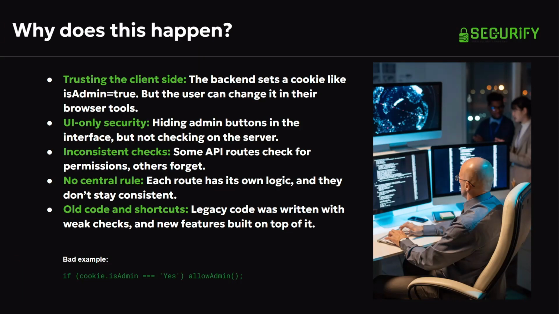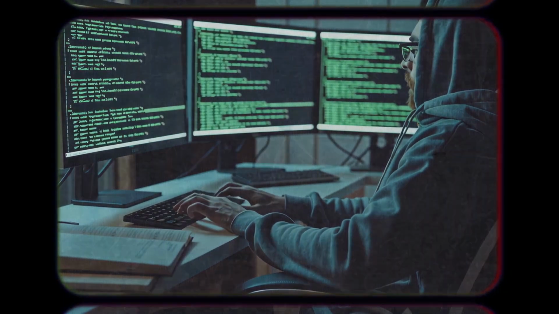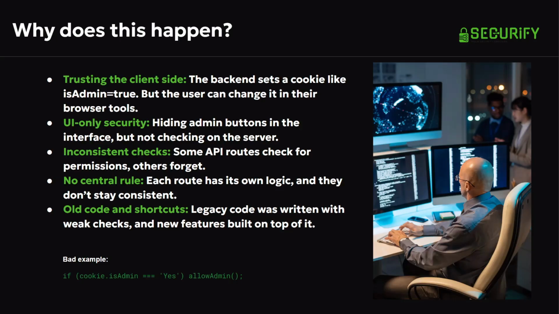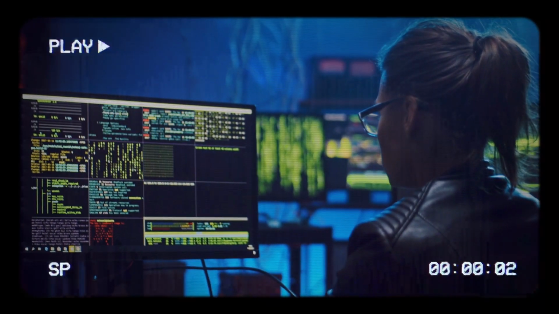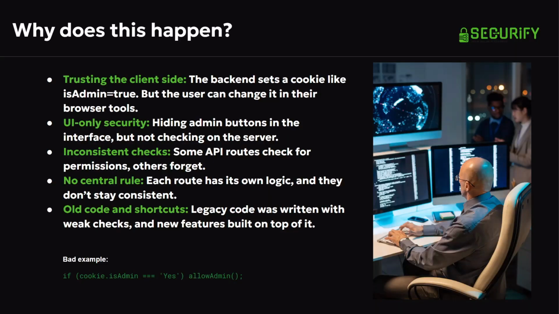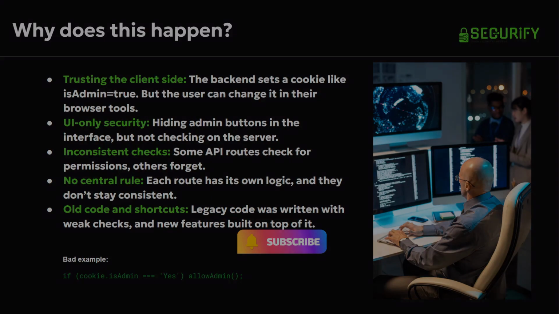Fifth, legacy code and shortcuts. This happens when older parts of the app were built with weak or missing security checks. Maybe the first version of the app just trusted cookies. Over time, new features were added, but nobody refactored the old logic. So now you have new code that's secure sitting next to old code that's wide open. And guess what? Attackers will always find the weakest path. So now that we understand why this happens, let's look at how to demo it and then how to fix it the right way.